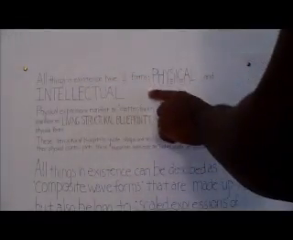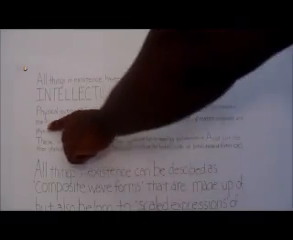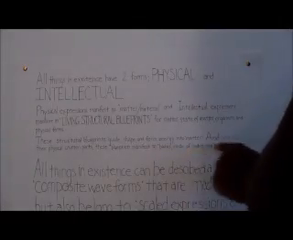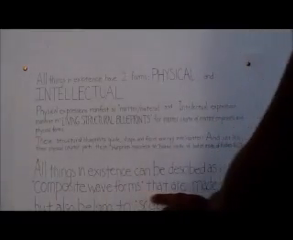We're going to read down here, and it says, all things in existence have 2 forms, physical and intellectual. Physical expressions manifest as matter or material, and intellectual expressions manifest as living structural blueprints for matter, states of matter, organisms, and physical forms. These structural blueprints guide, shape, and form energy into matter. And just like their physical counterparts, these blueprints manifest as bodies inside of bodies inside of bodies infinitely. All things in existence can be described as composite waveforms that are made up of, but that also belong to, scaled expressions of composite waveforms.